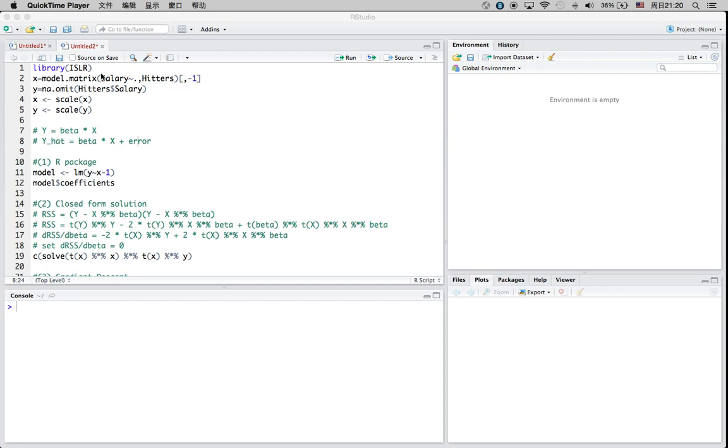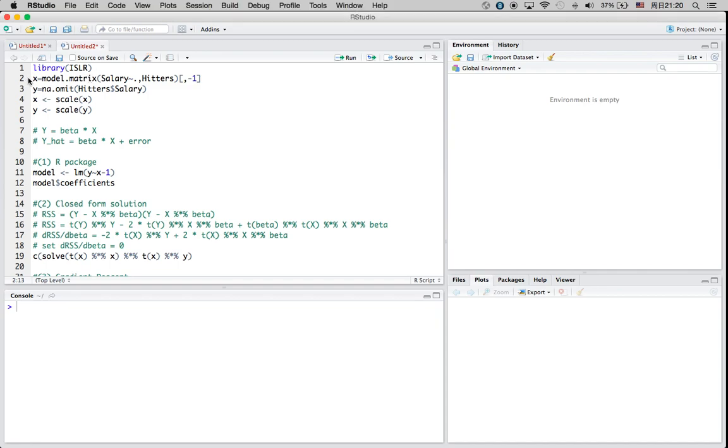Hi, today I'm going to talk about four ways to calculate the coefficient of a multiple linear regression model. I'm assuming that you already know the concept, the idea, and the basic knowledge for multiple linear regression. So now I'm just going to go right away into the calculation for the coefficient.